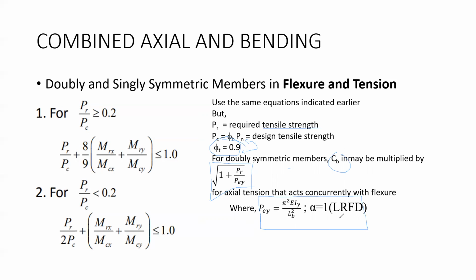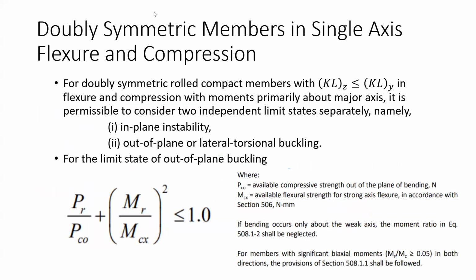So, ang dami. Again, what we do, we write that down. Let's familiarize with the formula. And then, subukan natin siyang i-apply. Okay. So, next, we have your doubly symmetric single axis. So, for doubly symmetric, ito pag yung KL mo sa z-axis is less than your KL sa Y. So, madadagdagan lang yung ating mga formulas wherein you have PR over PCO, that is your compressive, plus MRMCX squared less than or equal to 1.0 again.